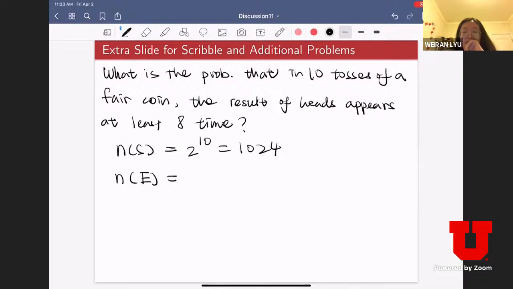If you're using 10 choose 8 plus 10 choose 9 plus 10 choose 10 in the chat, that's the same as at most 2 tails. So you should get the same answer.